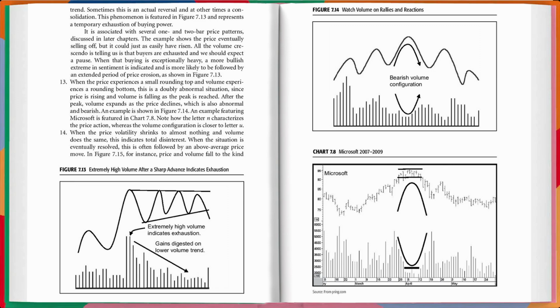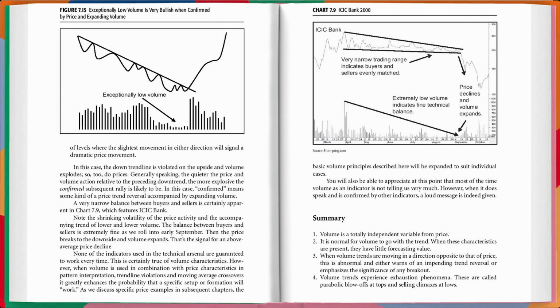14. When the price volatility shrinks to almost nothing and volume does the same, this indicates total disinterest. When the situation is eventually resolved, this is often followed by an above-average price move. In Figure 7.15, for instance, price and volume fall to the kind of levels where the slightest movement in either direction will signal a dramatic price movement. In this case, the downtrend line is violated on the upside and volume explodes.